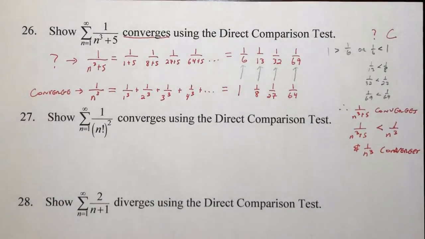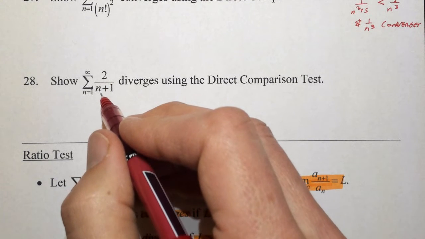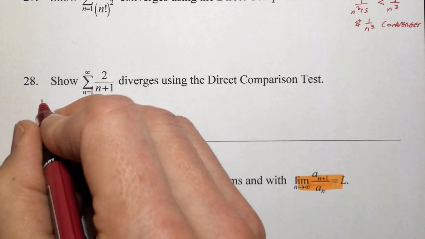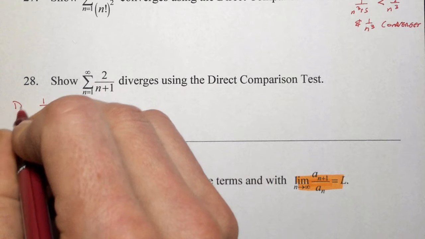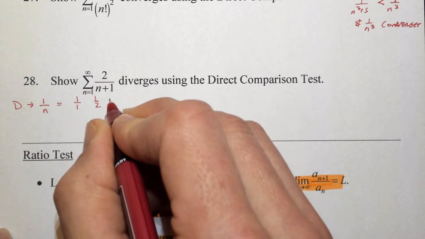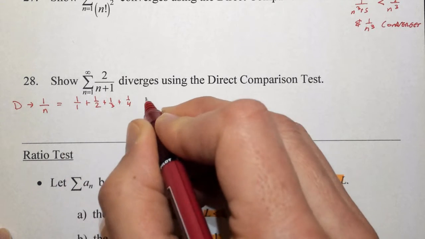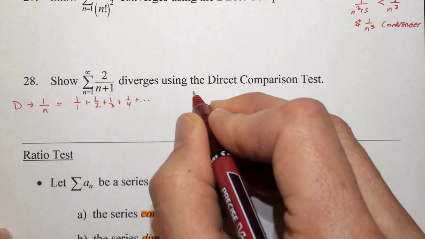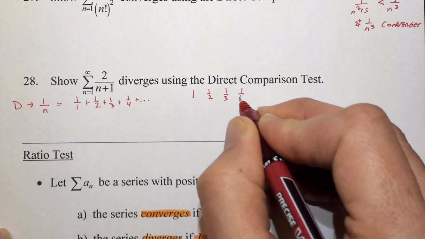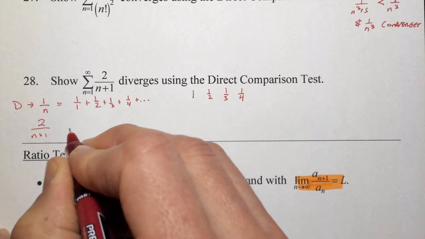Let's go in the opposite direction. With 28, we see 2 over n plus 1. So it's kind of like 1 over n plus 1 or 1 over n. So let's take 1 over n. Remember, we know that that one will diverge. So we have 1 over 1, 1 over 2, 1 over 3, 1 over 4. Okay, so there are our terms: 1, 1/2, 1/3, 1/4. Now let's look at 2 over n plus 1.